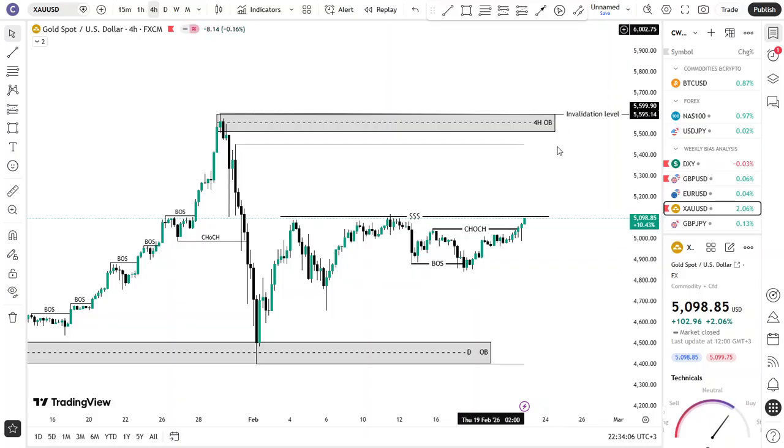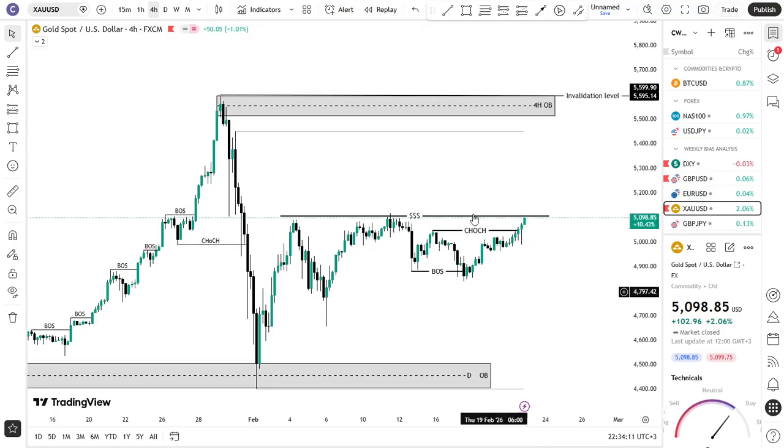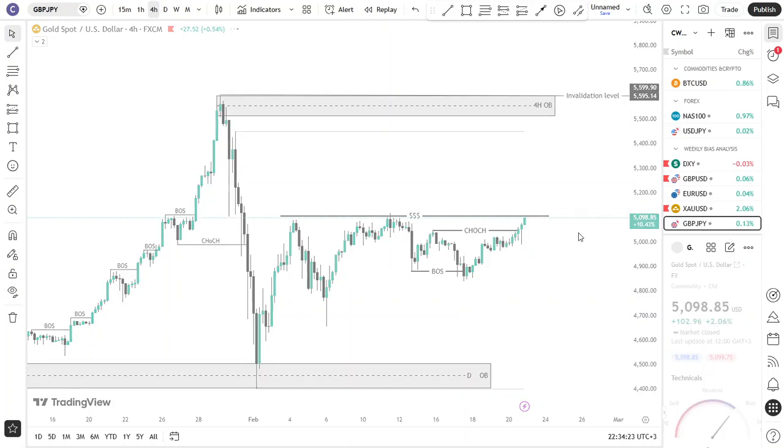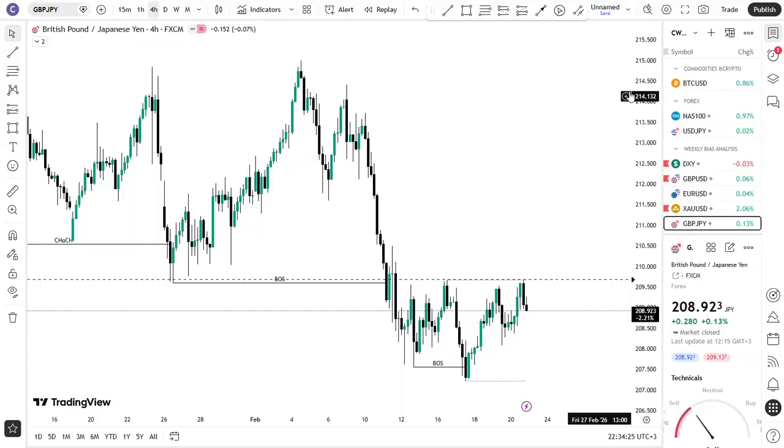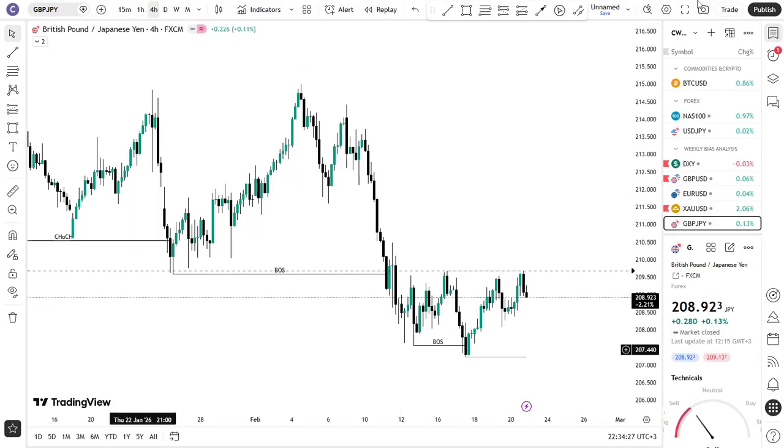But until price comes here, we don't know. So yeah, but at the moment, Monday, Tuesday, we can just continue buying until we come to this level. That's it on gold. So we're going to go to our last pair, which is GBPJPY. And let me just clear this.